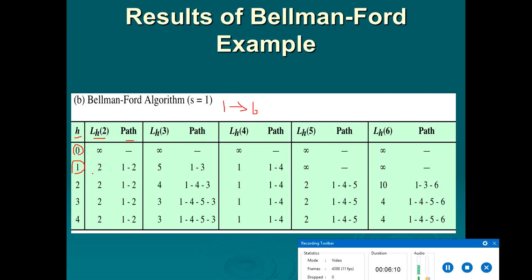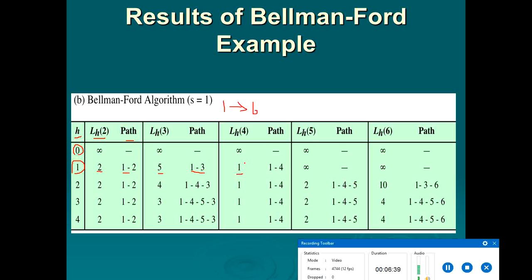So as usual, that means node 2 can be reached at a cost of 2. Path is 1 to 2. Node 3 can be reached at a cost of 5. Path is 1-3, and node 4 can be reached at a cost of 1, and the path is 1-4. Node 5 and node 6 are not directly connected to the source node. So again we put infinity and dash in the path.